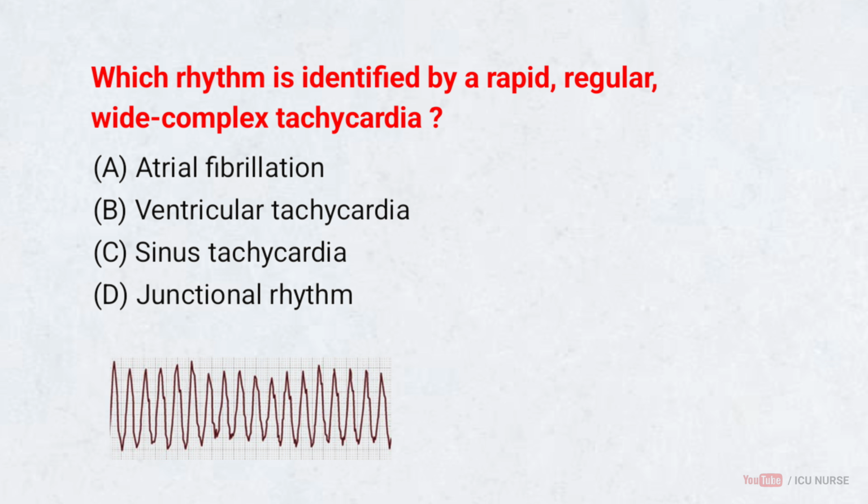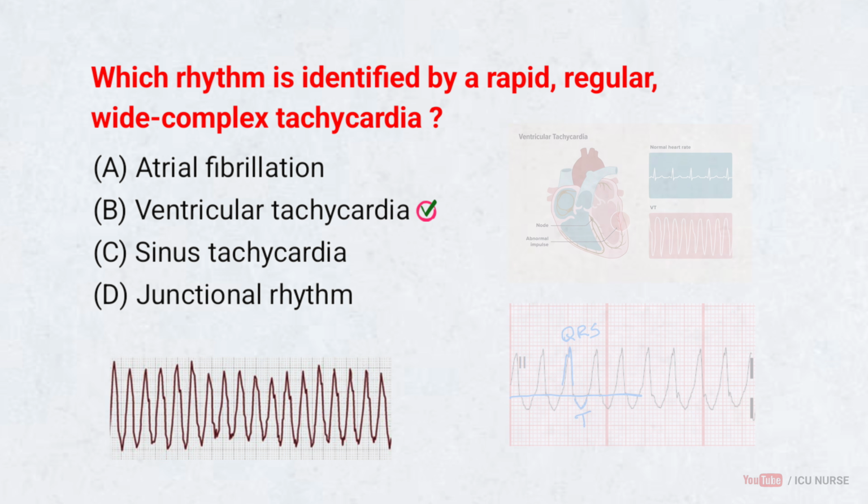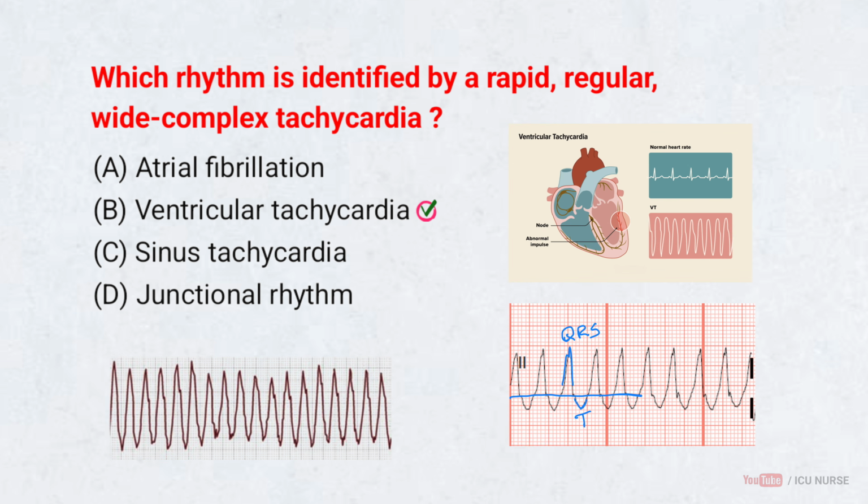Which rhythm is identified by a rapid, regular, wide complex tachycardia? A. Atrial fibrillation. B. Ventricular tachycardia. C. Sinus tachycardia. D. Junctional rhythm. Correct answer B. Ventricular tachycardia. Ventricular tachycardia presents as a fast rhythm with wide QRS complexes because the impulses originate from the ventricles instead of the atria. This rhythm is dangerous and can quickly lead to cardiac arrest if untreated.